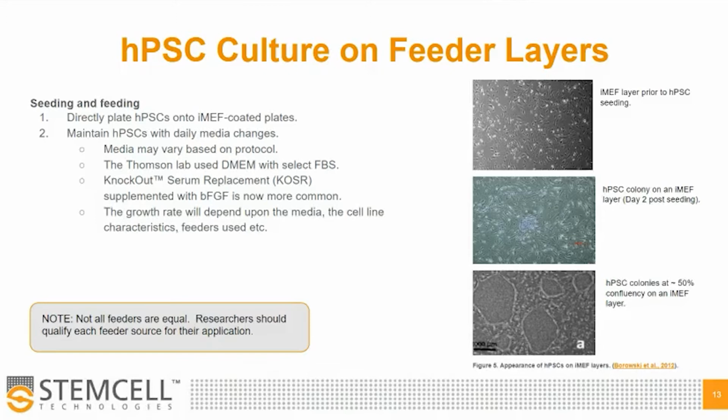The growth rate of the HPSCs will depend on many factors such as the media, the cell line characteristics, and the feeders used. It is important to note that all feeders are not equal and their performance is application dependent. Different strains of mice, different harvesting times and techniques, when and how they are mitotically inactivated could all affect how they will perform in an application. Therefore, it's very wise for researchers to qualify each feeder source for their application.